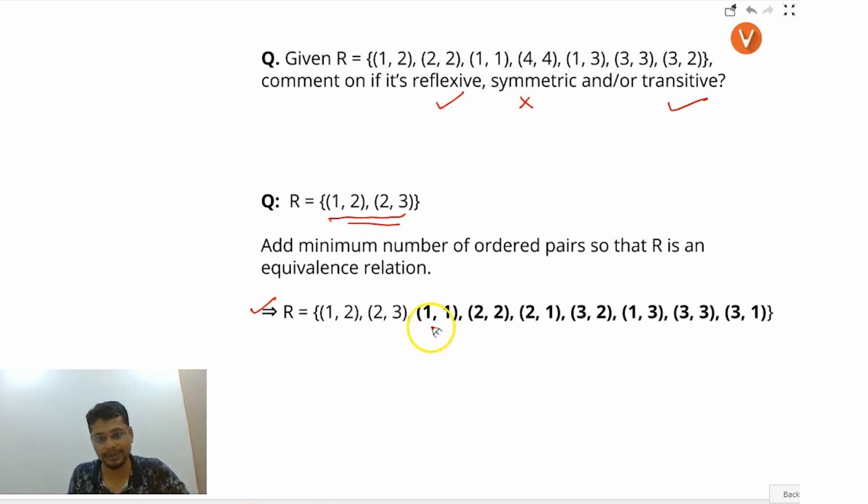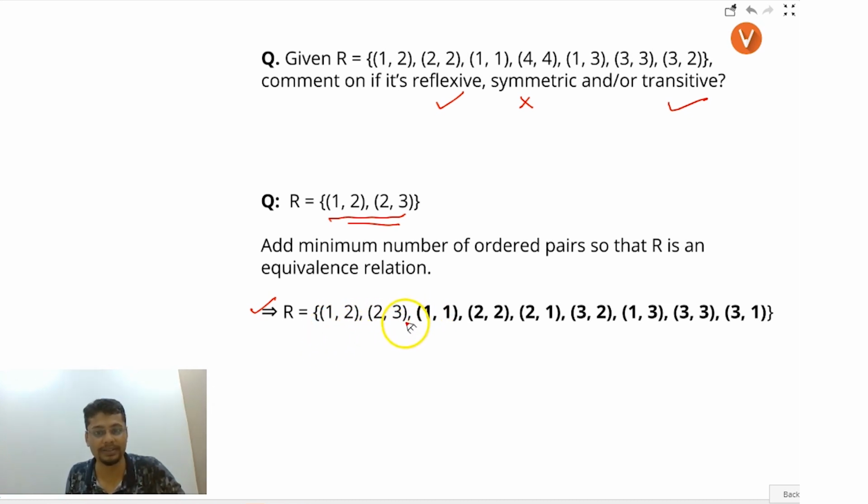So that means we have to add 7 more ordered pairs to make this relation R an equivalence relation. So let's check it out. How do we get this? First, we consider reflexive. Rather, we consider all three, but we should start in general with reflexive and come back to reflexive again and again whenever it is required. Let's check it out. It will be clear.